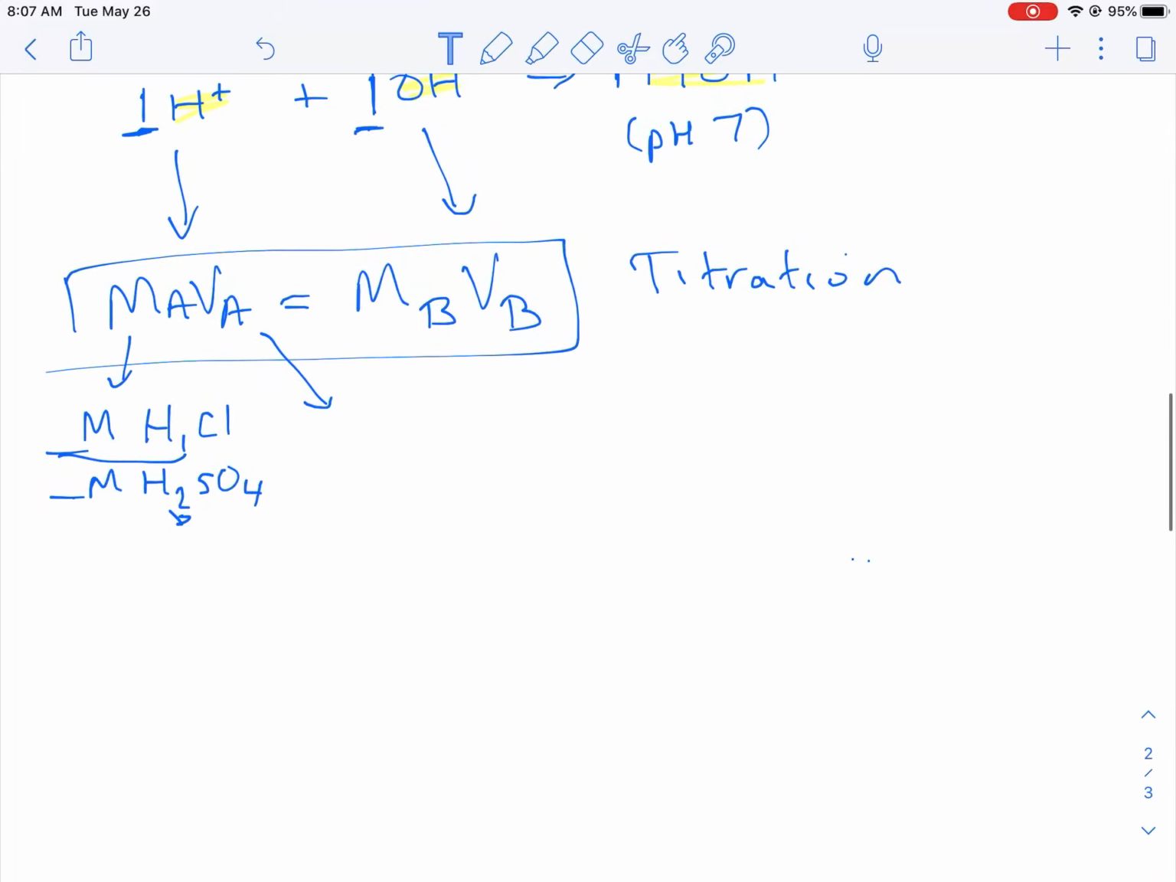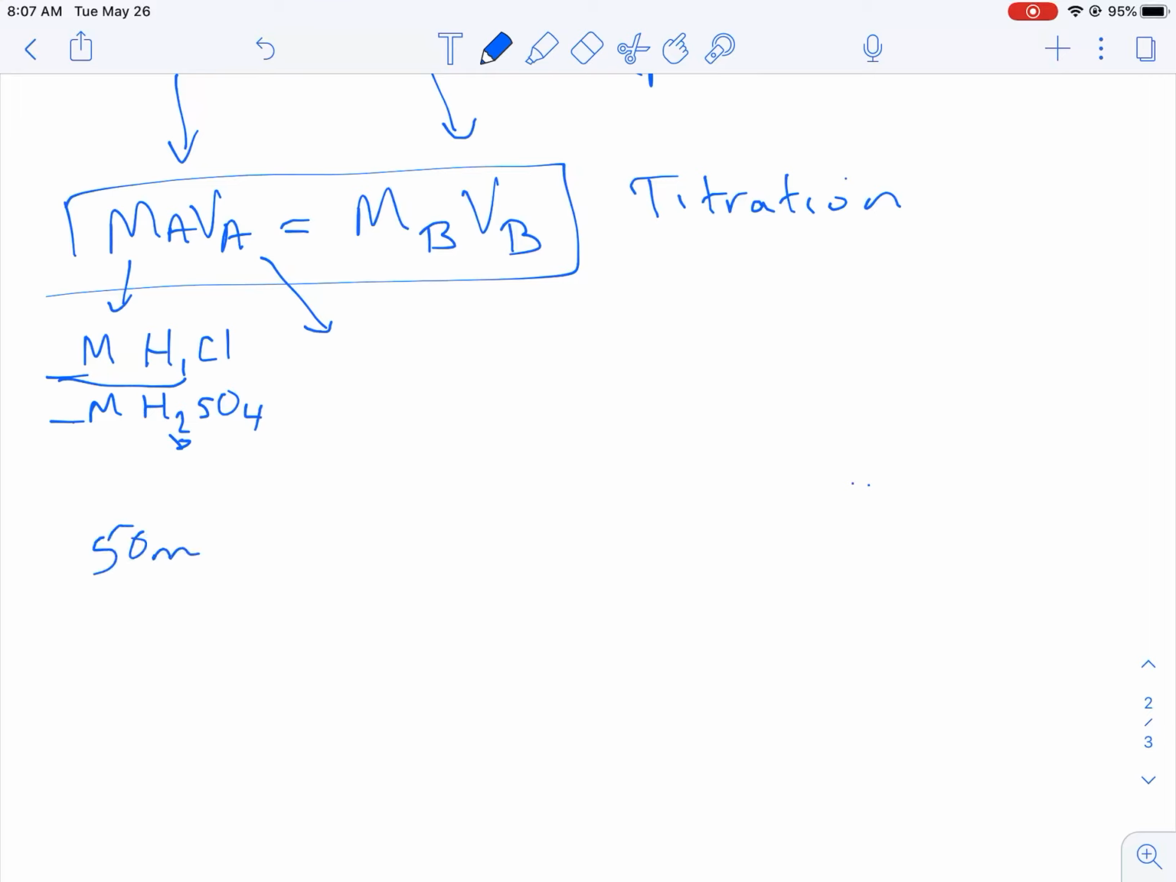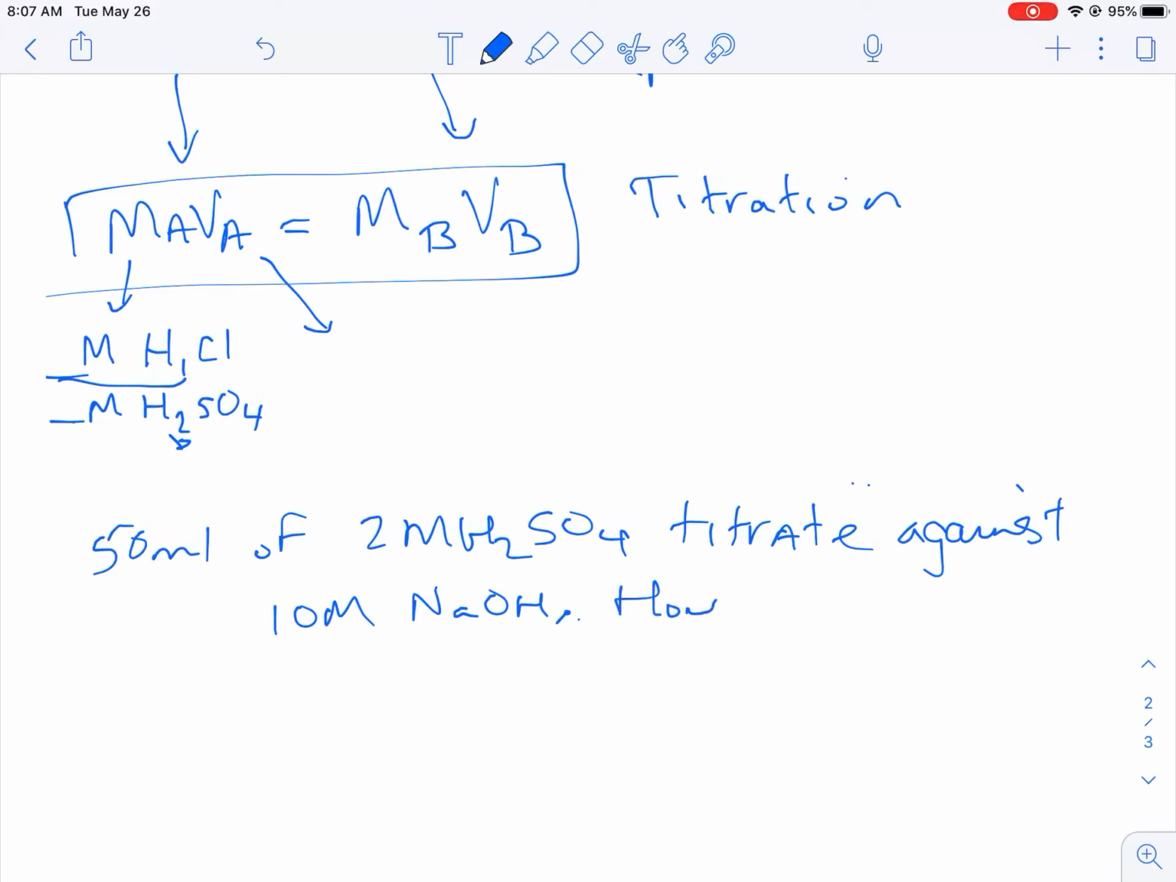So here we go. We're going to have a scenario. Say we're going to titrate 50 mils of a 2 molar H2SO4, and we're going to titrate that against a 10 molar NaOH. They may ask me how many mils of NaOH are needed to titrate.